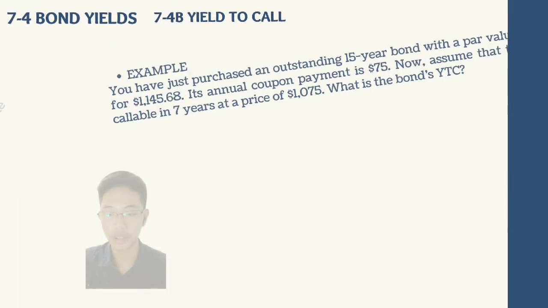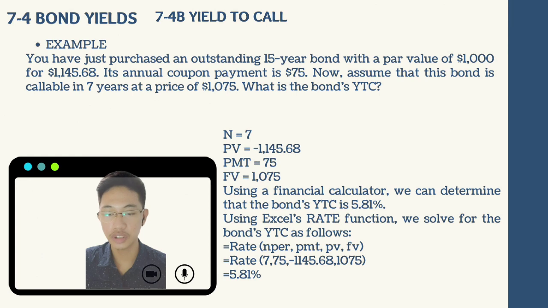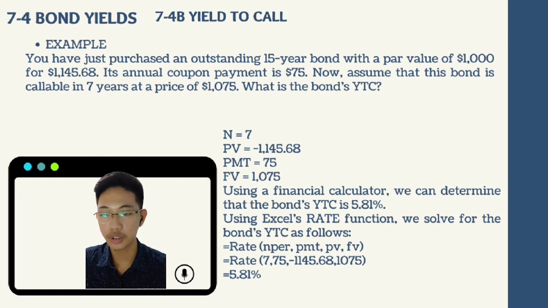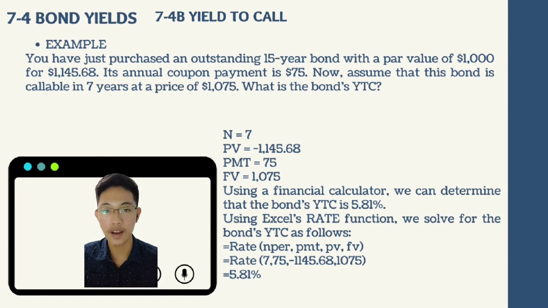For this example, you have just purchased an outstanding 15-year bond with a par value of $1,000 for $1,145.68. Its annual coupon payment is $75. Now, assuming that this bond is callable in 7 years at a price of $1,075, what is the bond's yield to call? Using a financial calculator, we can simply input the following data.